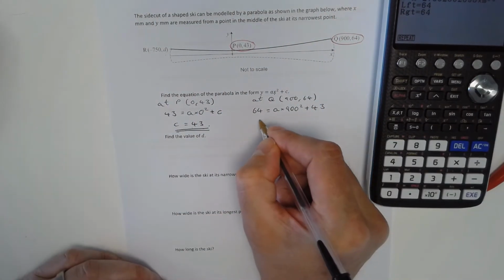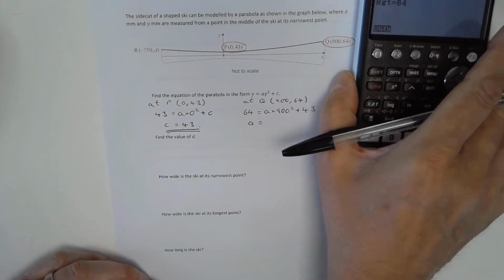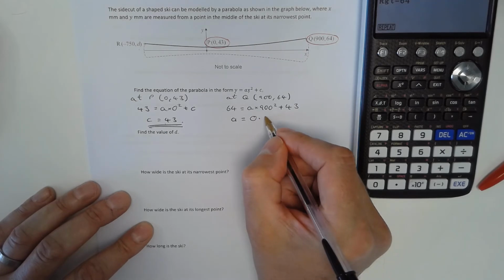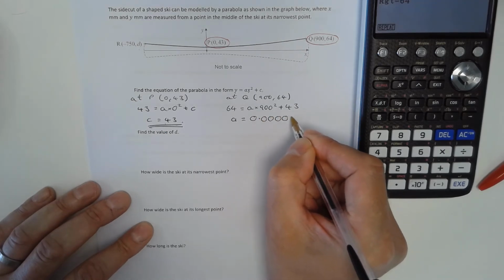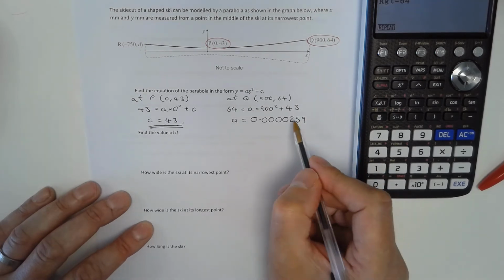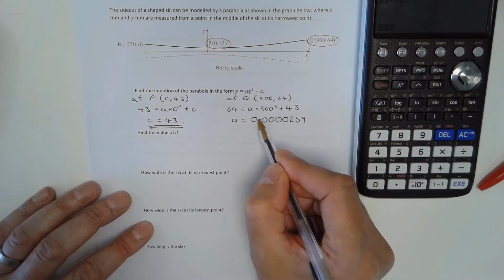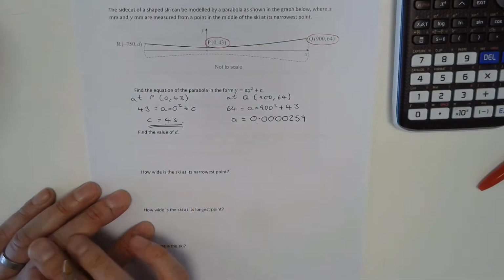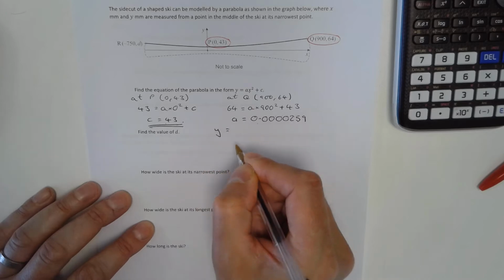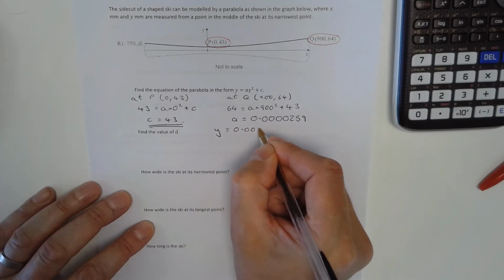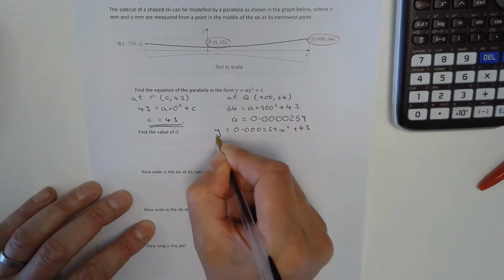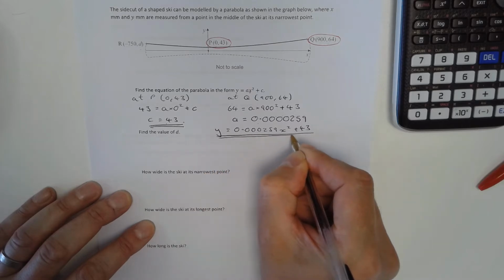I'm going to write that out as a, not in standard form, but the right way, as a normal number: 0.0000259. I'll go to 3 significant figures. That was 1, 2, 3, 4, 5 zeros, so that's correct. So that's my a. I have an equation, remembering to write the full equation out as y equals 0.0000259 x squared plus 43. That's my answer to the first part.